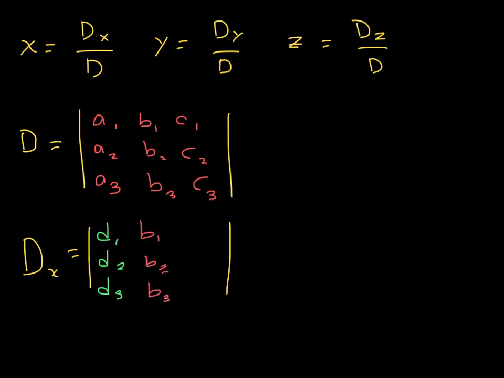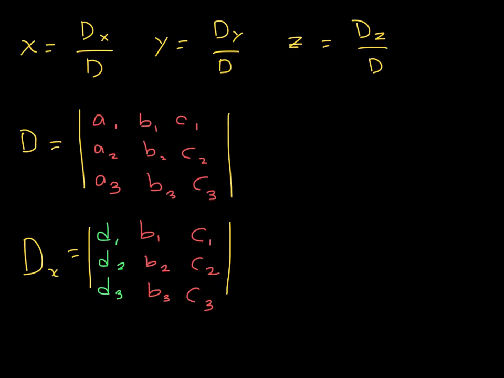That's a 2 there. Oops. Let's see if I can make that better for us. B sub 2. C sub 1, C sub 2, and C sub 3. I guess I have an issue with writing 2's. There. So that's D sub X.